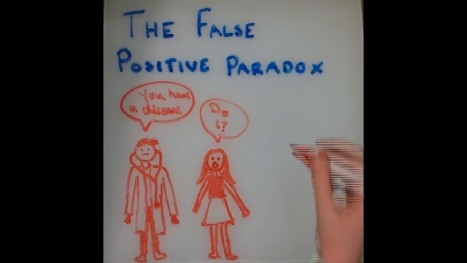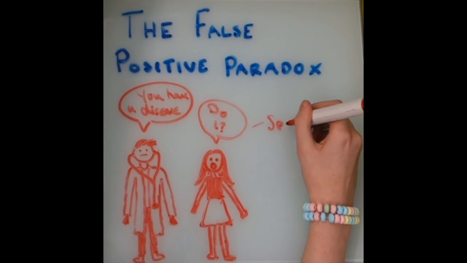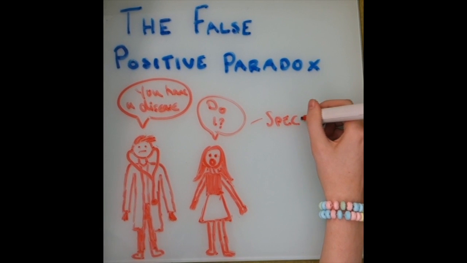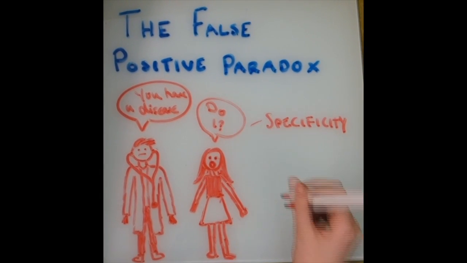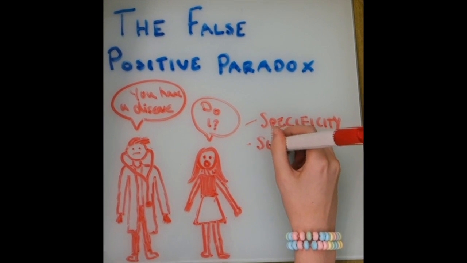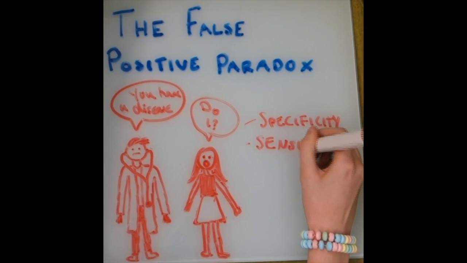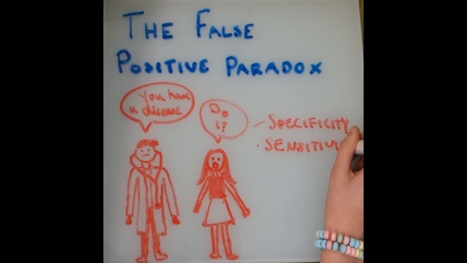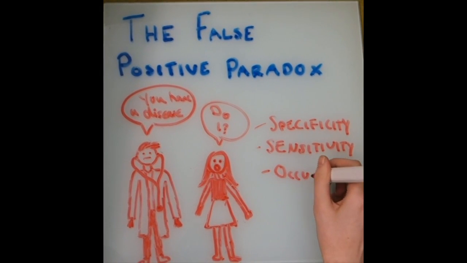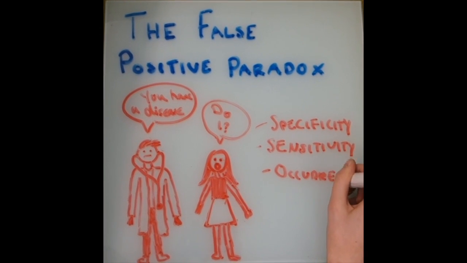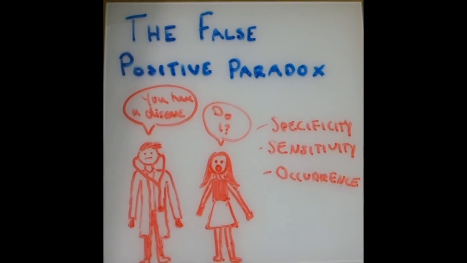To figure out the actual probability of having the disease, you need three important figures. The specificity of the test, which tells you what percentage of the time the test correctly tells you if you don't have the disease. The sensitivity of the test, which tells you what percentage of the time the test correctly tells you if you do have the disease. And lastly, you need the figure of how common the disease actually is.